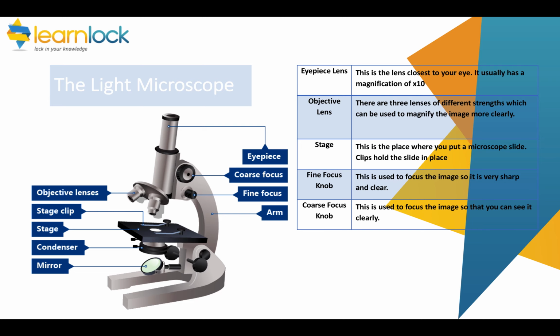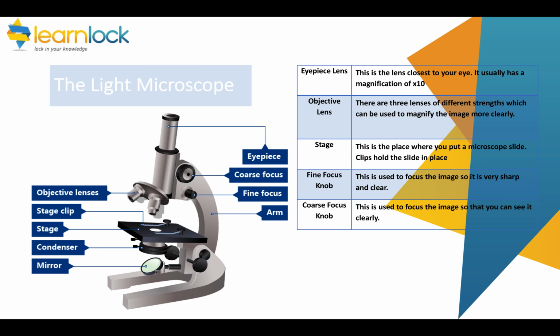Moving on to how you would view cells. A light microscope uses light. You need to know certain features. So the eyepiece lens is the lens that you look down, and that also magnifies the image by 10. So it's not the main magnifier, but it does magnify the image.